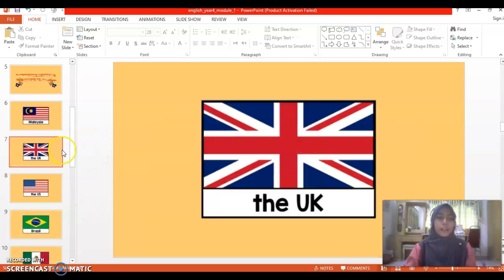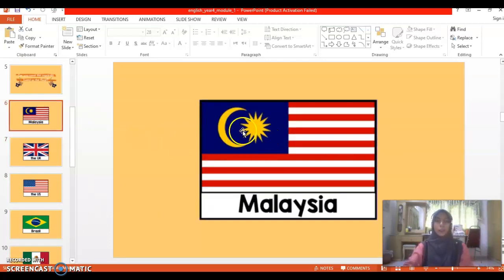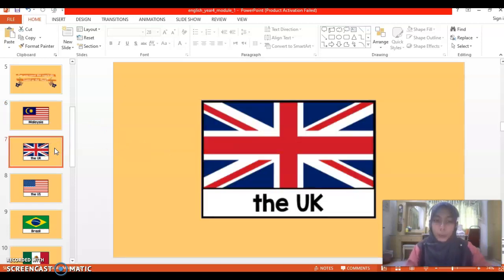Okay. So, as you can see, the first one. So, what is this flag, class? So, ini adalah Malaysia flags, bendera Malaysia. So, when you see this flag, so you know, oh, this is for Malaysia country. Okay. And then we look. The second one is UK flag. So UK stand for what, class? UK is stand for United Kingdom.